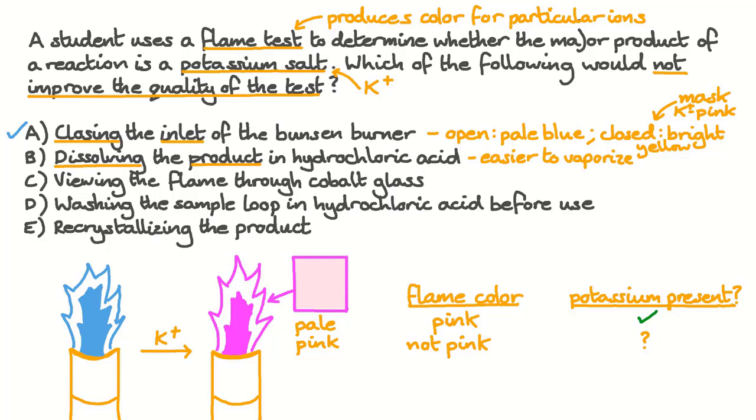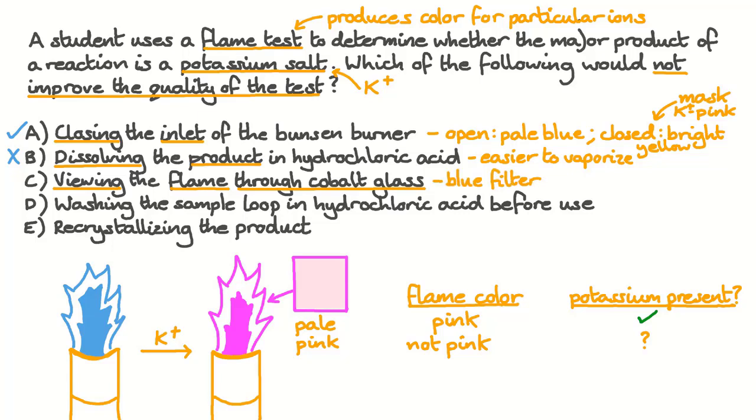Let's have a look at the other options just to be safe. Dissolving the product in hydrochloric acid first will make the solid easier to vaporize. In solution, the ions are already separated, so when they're heated up, they'll all go into the air and start emitting light. Depending on the concentration, there's an opportunity to vastly increase the brightness of the pink colour and improve the quality of the test. So this is not a correct answer.